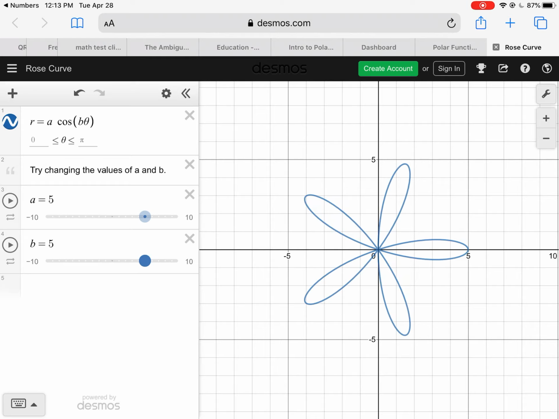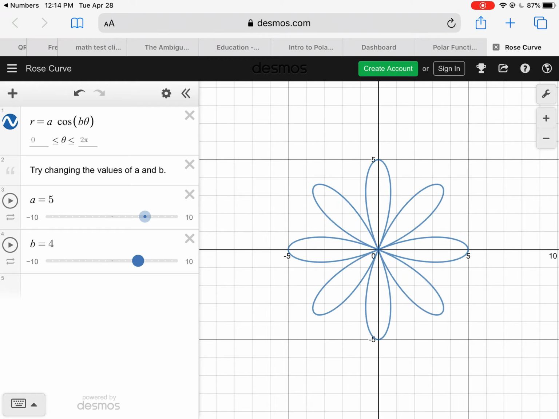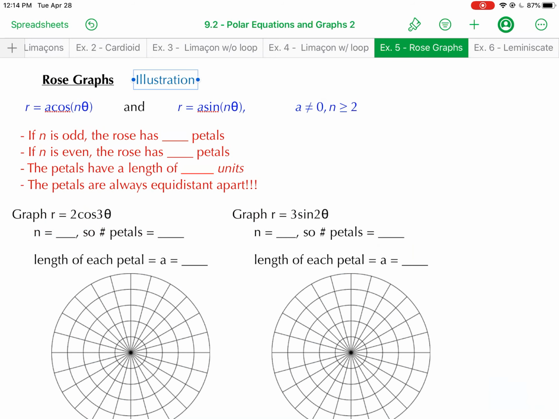When that value is an odd number, that will tell you the number of petals you have. So 5 is odd, you have 5 petals. But if that value is even, then you have double the number of petals. So a b value of 4 gives you 8 petals. Okay? All right, let's formalize this in our notes.